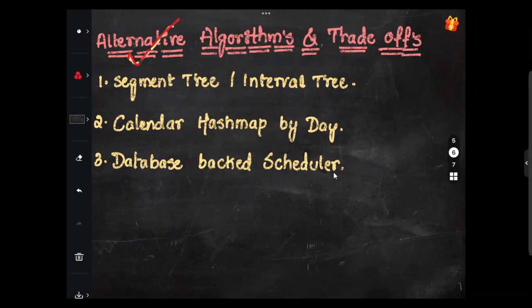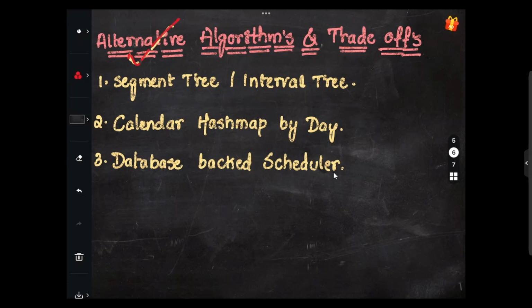So the first algorithm that comes to my mind here is the segment tree, or the interval tree, right? So we can go with the segment tree algorithm or the interval tree algorithm. Why? Because we get fast overlap detection. The time complexity would be logarithmic n, right? So it's faster overlap detection, but one disadvantage here is that it is more complex to implement. So it would be overkill for small data.